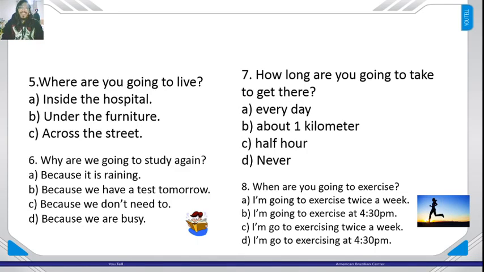So, the last in this slide is the question number 8. So everyone, put your attention, focus on the number 8. Look at the question, pay attention. When are you going to exercise? Letter A, I'm going to exercise twice a week. B, I'm going to exercise at 4:30 p.m. C, I'm go to exercising twice a week. D, I'm go to exercising at 4:30 p.m. A, B, C, or D, number 8? The question is, when are you going to exercise?